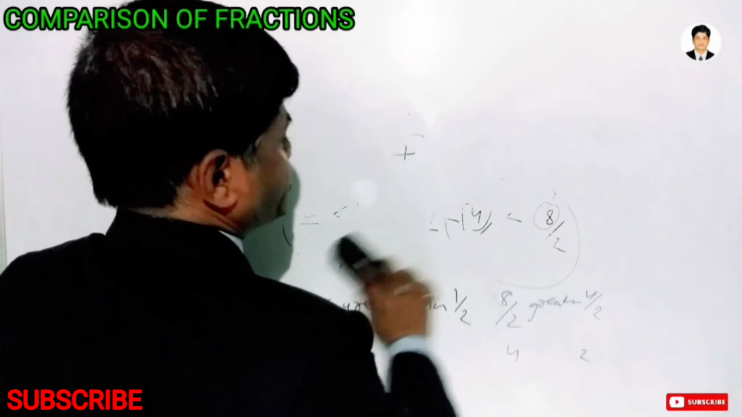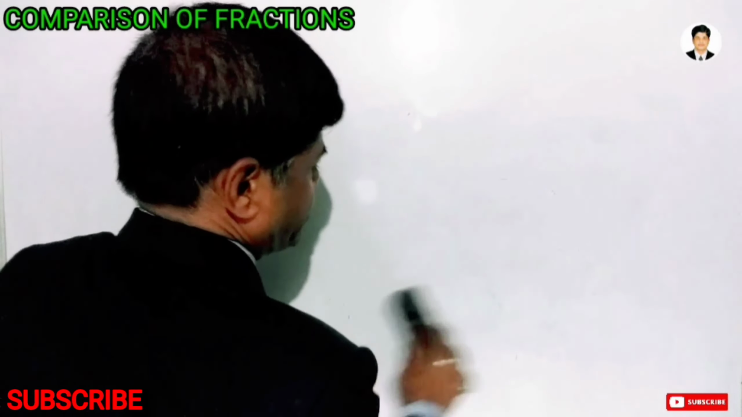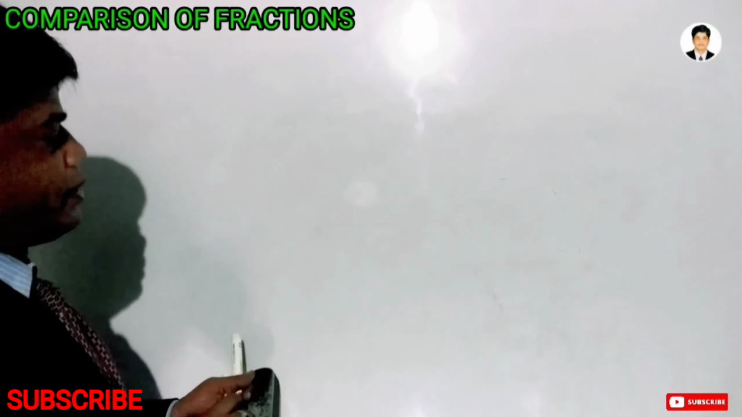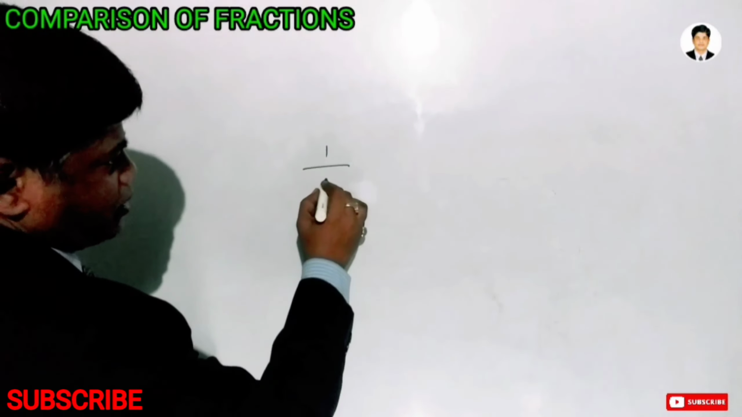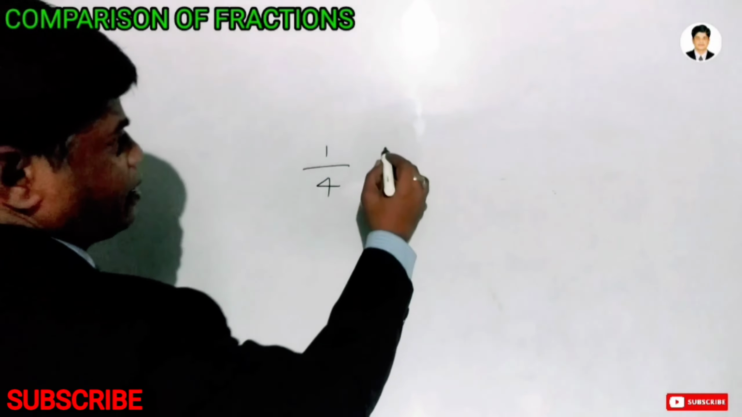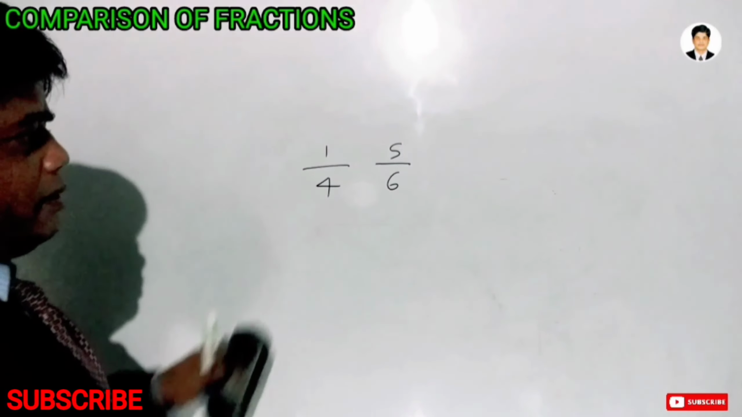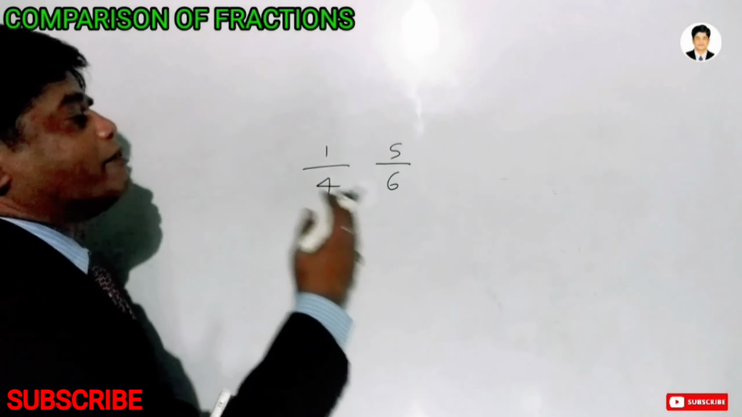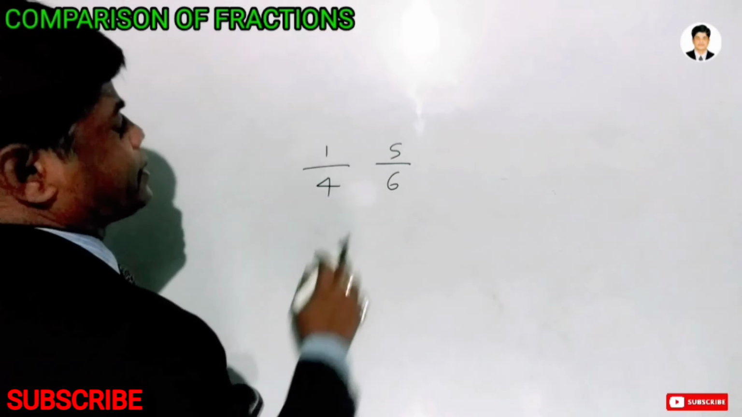If the denominator is not the same, in that case, how to do it? How to compare? Say 1 by 4 is one fraction, and 5 by 6 is another. These are two fractions. Which is bigger, which is smaller? Now decide.